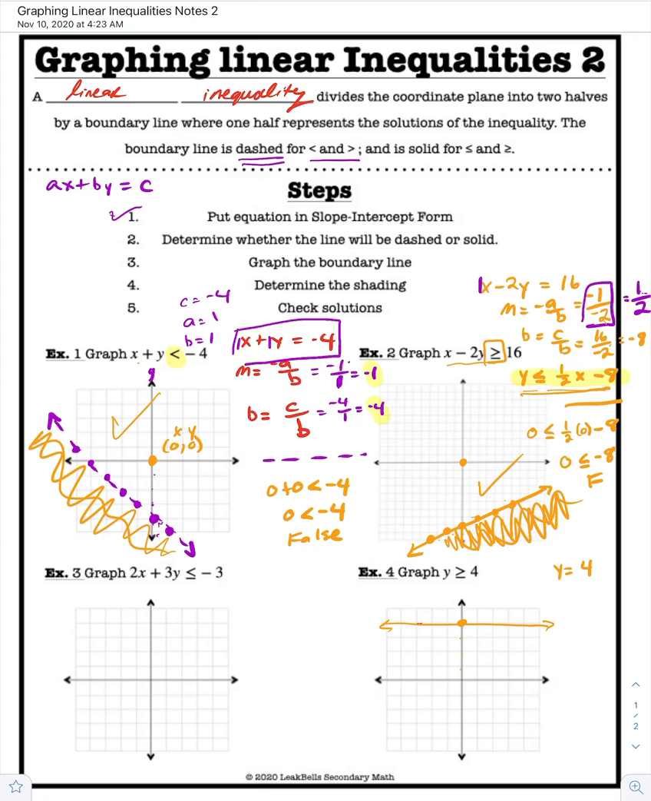And now it's just about shading. Where are the y values greater than or equal to 4? Well, we already have a solid line to represent the equal to. The greater than is above this line, right? Because, for instance, this is y equals 5. So that's above the line. So we're going to shade in that direction.